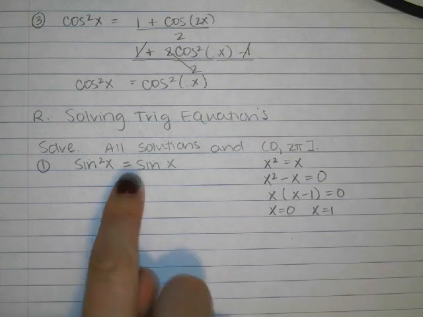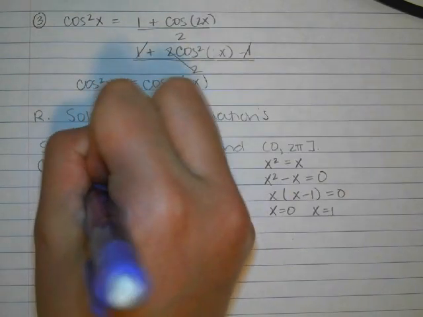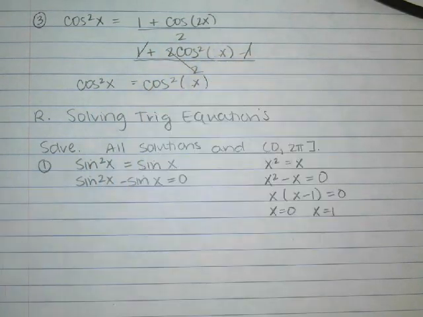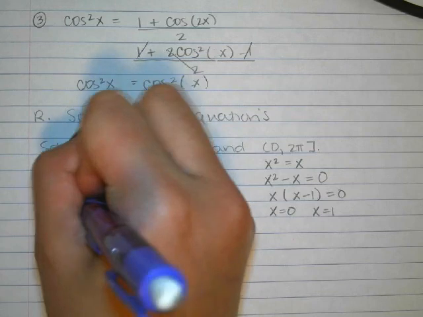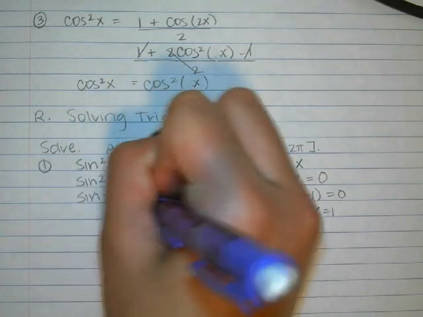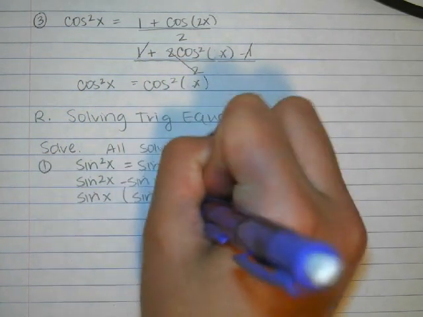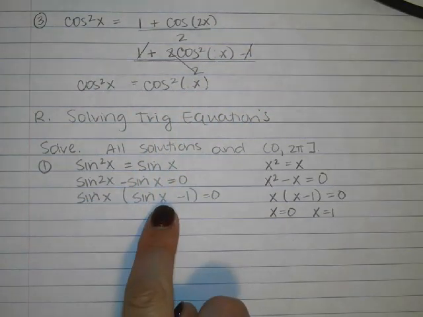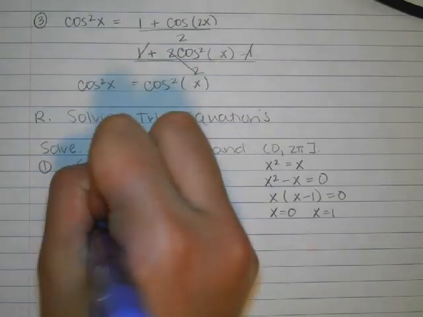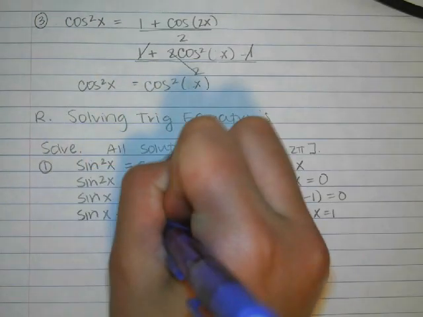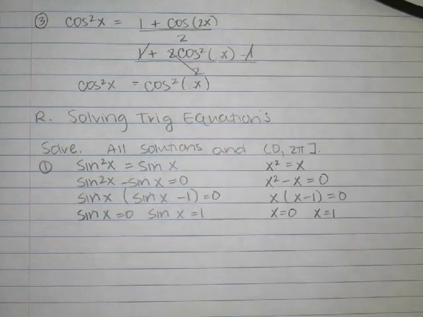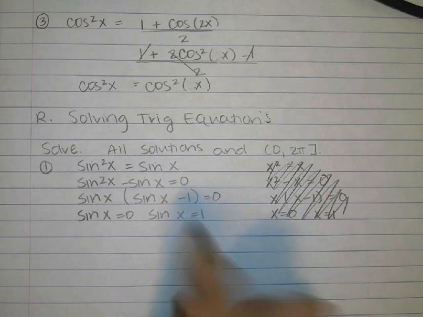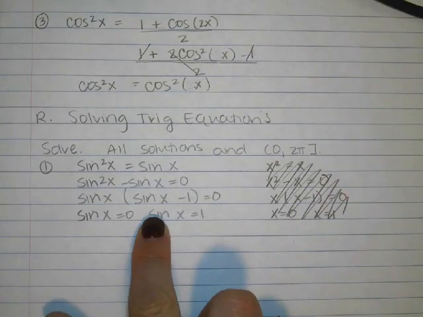All right, so similar idea over here. We're going to say sine squared x minus sine x equals 0. We're going to factor out a GCF of sine x and then leave sine x minus 1 behind. And then sine x equals 0 and sine x equals 1. All right, now this problem was done. That's not actually the problem we were doing. We were doing this one. This one is not done yet.